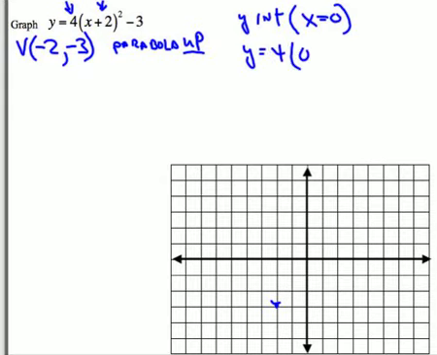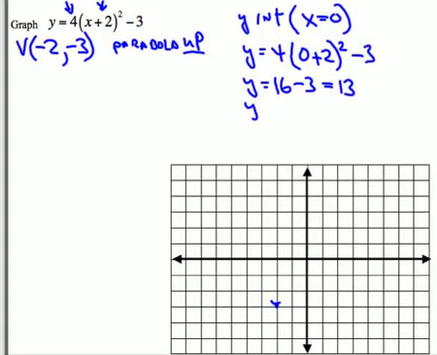0 plus 2 squared minus 3. Okay? So let's solve this. We have y equals 0 plus 2, so that's 2 squared, which is 4. 4 times 4 is 16, minus 3 equals 13. So the y-intercept is 13. Okay? So that means at (0, 13), it's actually going to hit the graph.